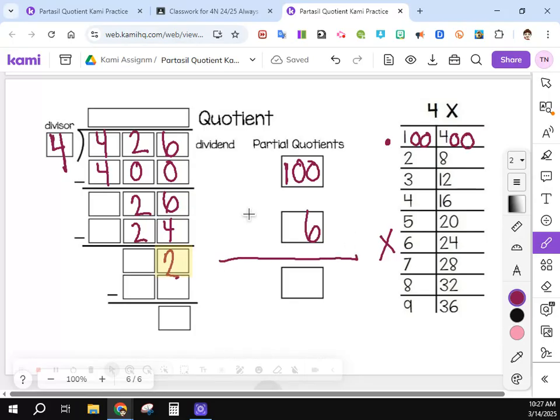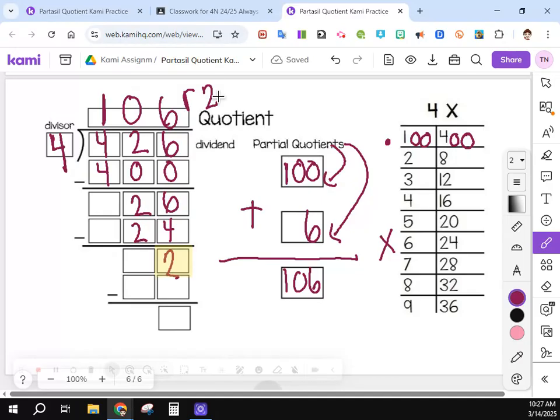Draw your line. Add your sign. 100 plus 6 is? We added up our partial quotients, and we now have the quotient of 106. Remember to place that 1, which is in the hundreds, over the 1 in the dividend. And then your R, remainder 2. Any questions?